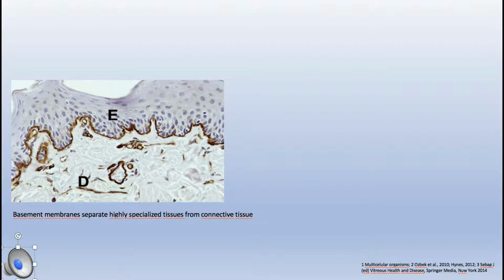Basement membranes separate highly specialized tissues from connective tissues. In the example of this image, we're looking at a basement membrane, the brown curved line in the middle of the image, which separates the epithelium from the subcuticular layers of the dermis. Basement membranes are made of fine sheets of cell-free extracellular matrix proteins. They can be found in all organs.